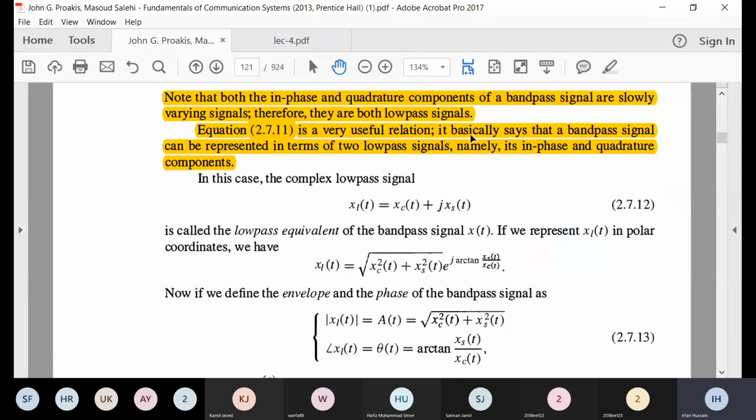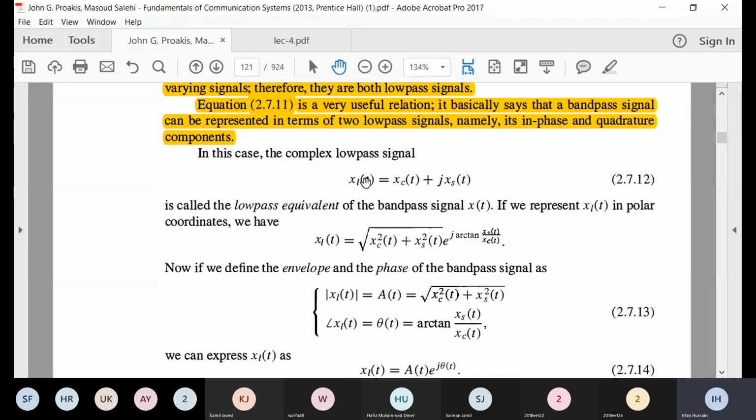This last representation is also used. You can also write your low pass signal as the in phase component plus j times the quadrature component. This will be called the low pass equivalent of the band pass signal. x(t) was actually this signal on a carrier, and x_l is its low pass signal, or low pass equivalent.